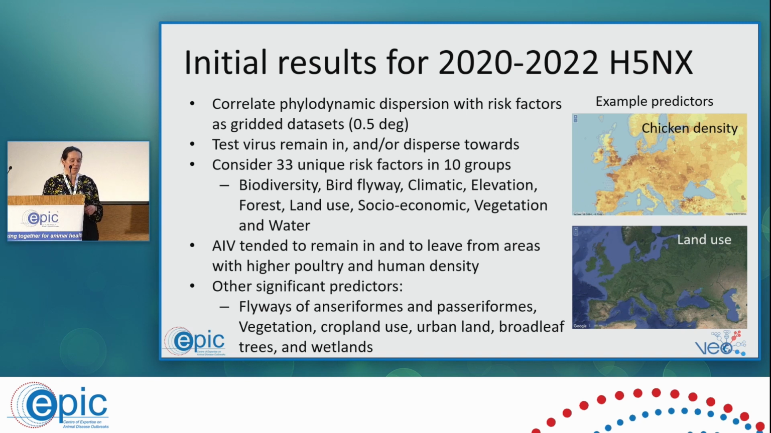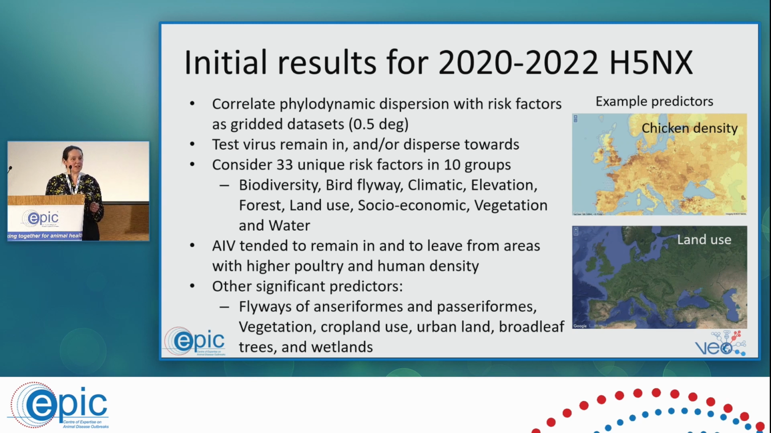What we found was, first of all, that avian influenza tended to remain in or leave from areas with high poultry and human density. Well, that's not exactly a huge surprise, seeing as it's a poultry pathogen. But we also found other significant predictors, which were the flyways of the anseriforms, that's the ducks and the geese, and the passeriforms. Vegetation cover was also important, cropland use was important, urban land use was important, and tree cover, and of course, wetlands. All of these things add together quantitatively, and we are now in the process of unpicking what those things are to make our quantitative models.